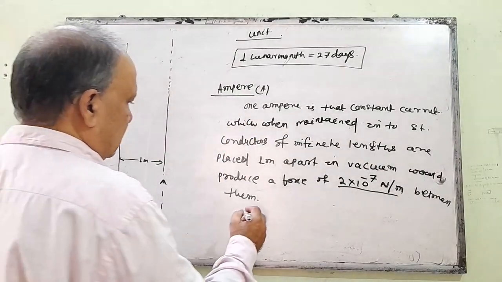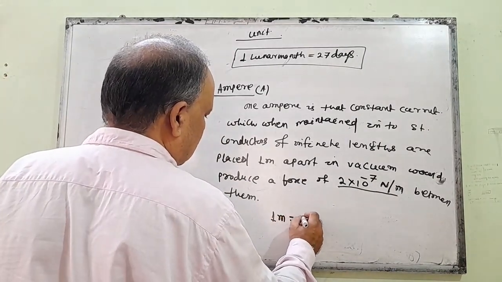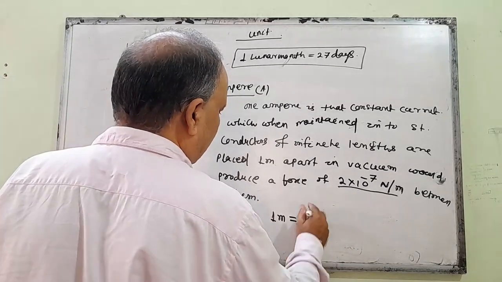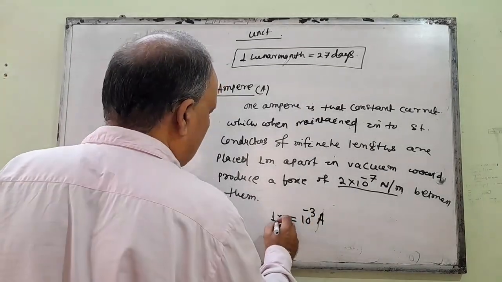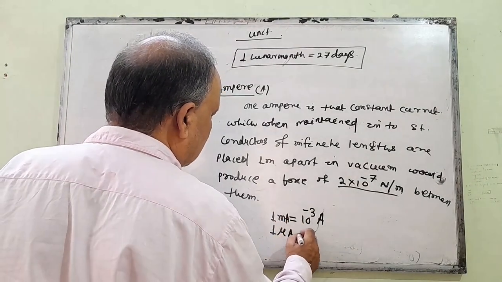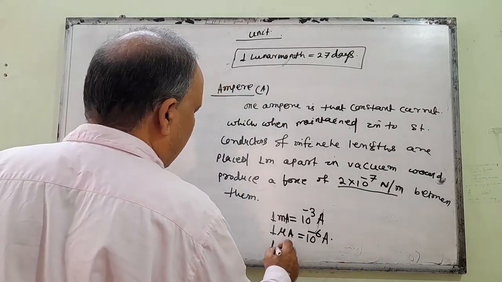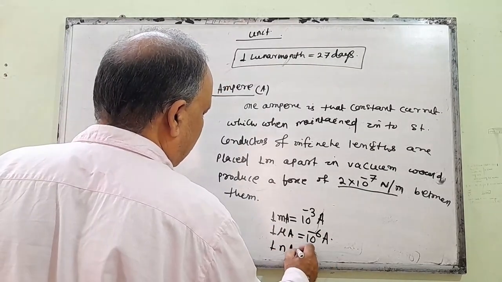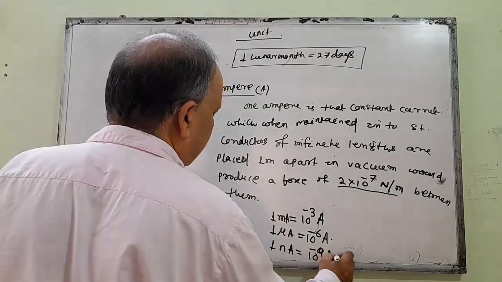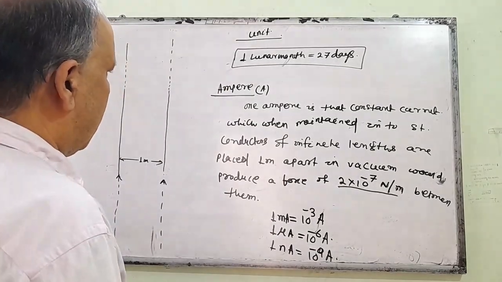Its other units are 1 milliampere is equal to 10 to the power minus 3 ampere. 1 microampere is equal to 10 to the power minus 6 ampere. 1 nanoampere, a very small current, is equal to 10 to the power minus 9 ampere. You remember, these are some sub-multiples of ampere.